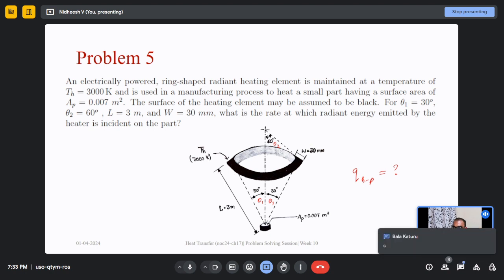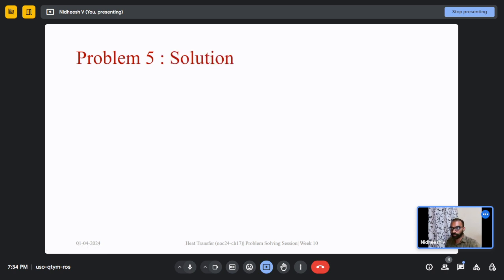Okay, here we have to find out the heat transfer rate, Q. This is very similar to the first or second problem that we solved, where we expressed the heat transfer rate from emitter to receiver, or in this case the heater to part, as the intensity of emission from the heater into area of heater into cos theta heater into the solid angle between part and heater, divided by area of part.